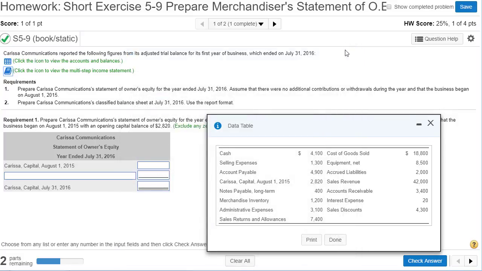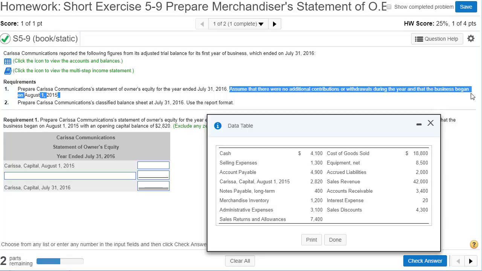We don't need the income statement quite yet. Let's read the rest of this. We're going to prepare Carissa Communications' statement of owner's equity for the year ended July 31st. Assume that there were no additional contributions or withdrawals during the year, and the business began on August 1st, 2015.